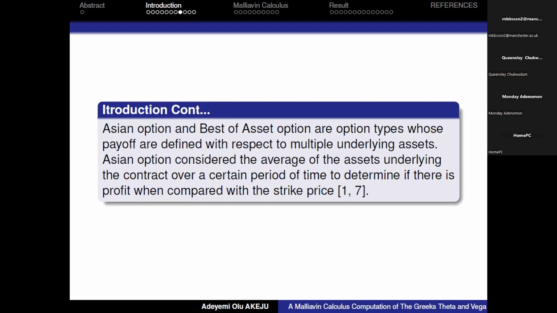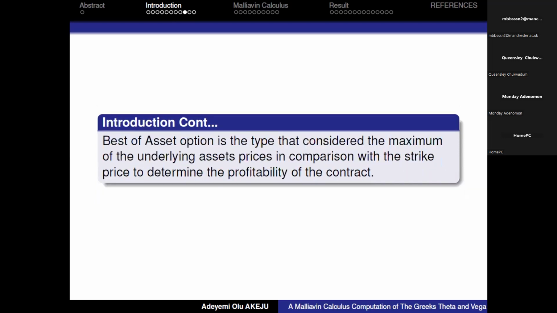So, in the Asian option, the behavior is that we take the average of the assets underlying the contract over a certain period of time, and determine if there is a profit when compared with the strike price. So we look at that from the work in 1 and 7.